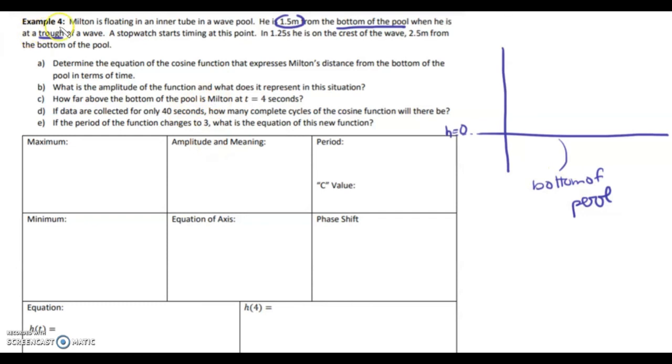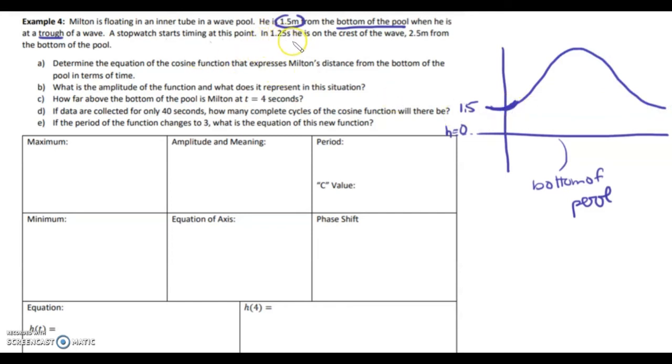Okay, and then he's at the trough of a wave, 1.5, so that's going to be our minimum. And it makes sense because if you're in a wave pool and you go to the minimum of 0, then you're going to take off your feet and really hurt your feet on the bottom of the pool, and maybe your inner tube is not going to slide anywhere, it might pop. So a stopwatch starts timing at this point. When he's at the trough of a wave, the stopwatch starts timing. So we're going to say that this is going to be a minimum here. So it's going to look like this. Minimum here.